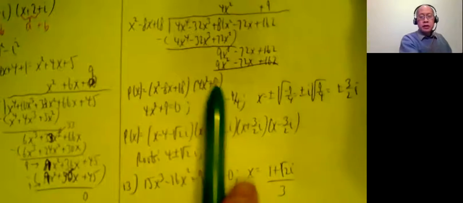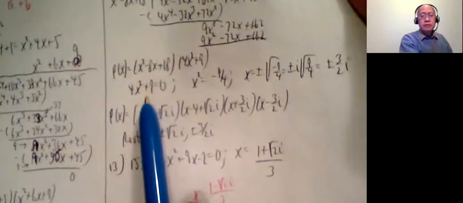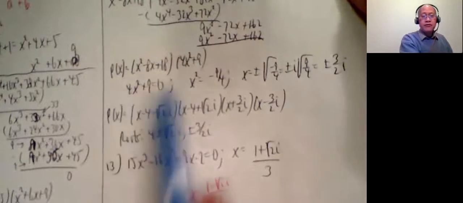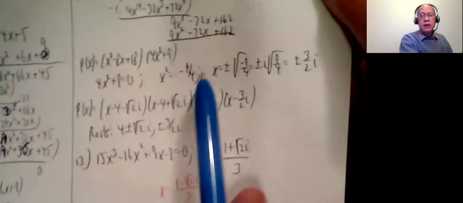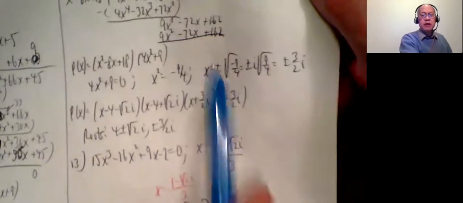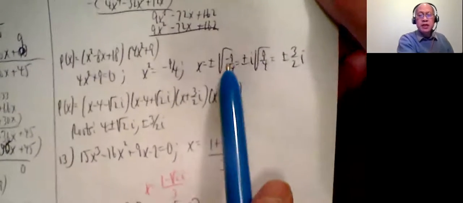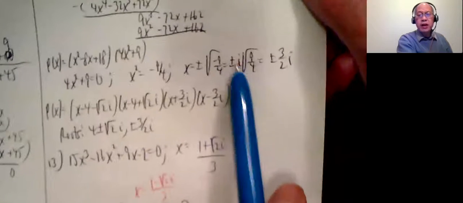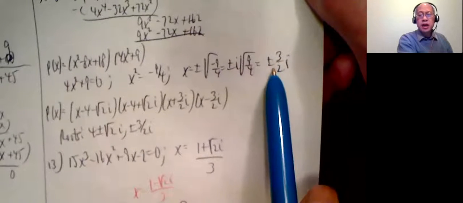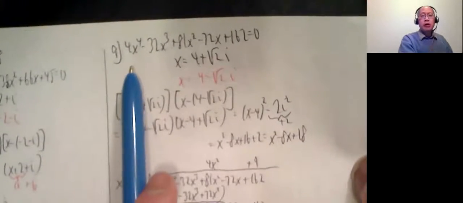9. So I solve this, set that equal to 0, subtract 9 and divide by 4, x squared equals -9/4. By the square root property, x is plus or minus the square root of -9/4. Take out the negative as an i, plus or minus i radical 9/4, plus or minus 3/2 i. So my 4 solutions are all complex.